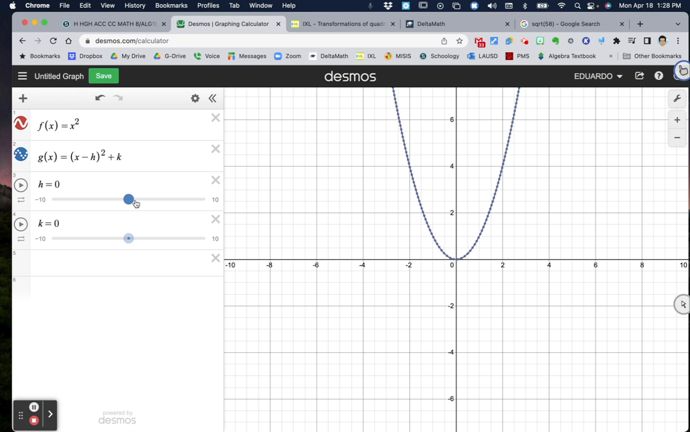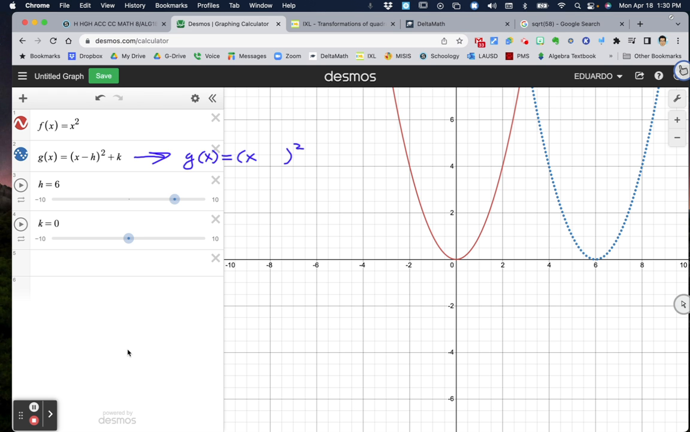Because ultimately we want to write a function that would move this vertex wherever we want to go. We want to have command of the vertex so it can go wherever we want. So play around with it and see if you can figure out what the actual function would look like for that. Okay, so play around with it. I'll give you a couple minutes.